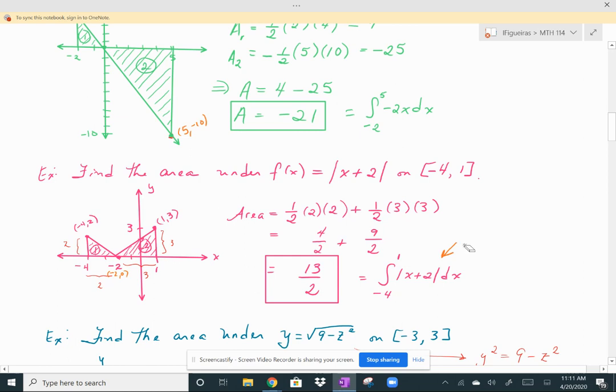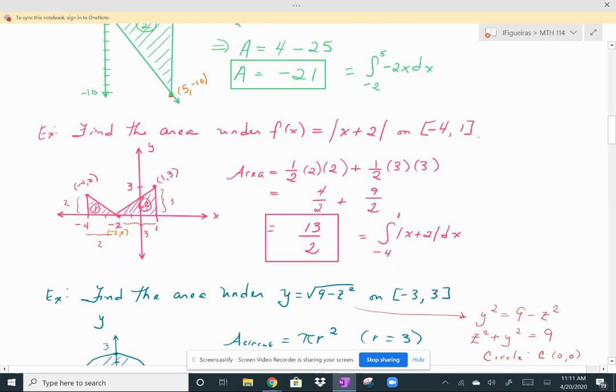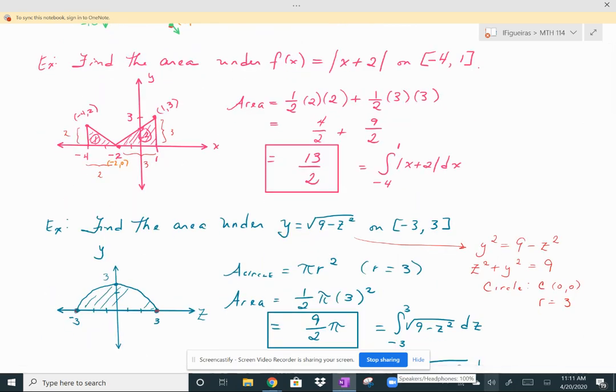Okay, so let's do another example. This is a different shape. We want to find the area under y equal to the square root of 9 minus z squared on the interval from negative 3 to 3. That's actually a semicircle. If you were to square both sides of the original equation, you would get what you see here on the right. And if you move the z squared over, this is the typical equation of a circle with a center at 0, 0 and a radius of 3.